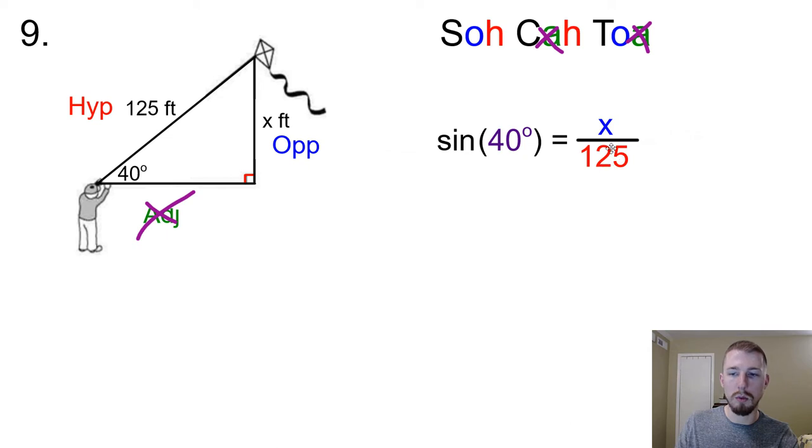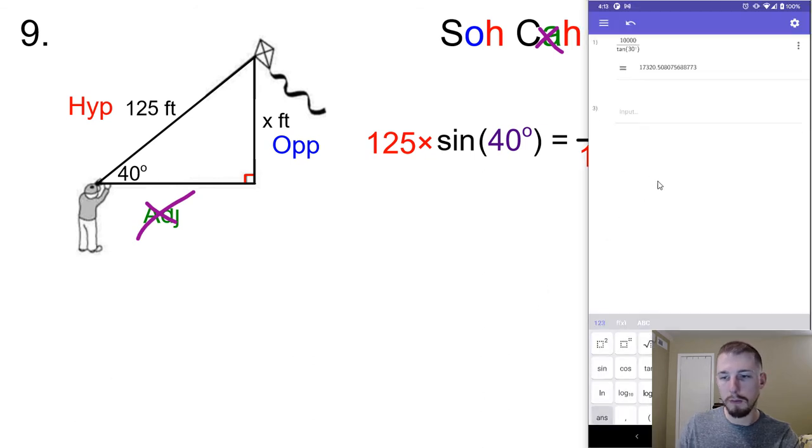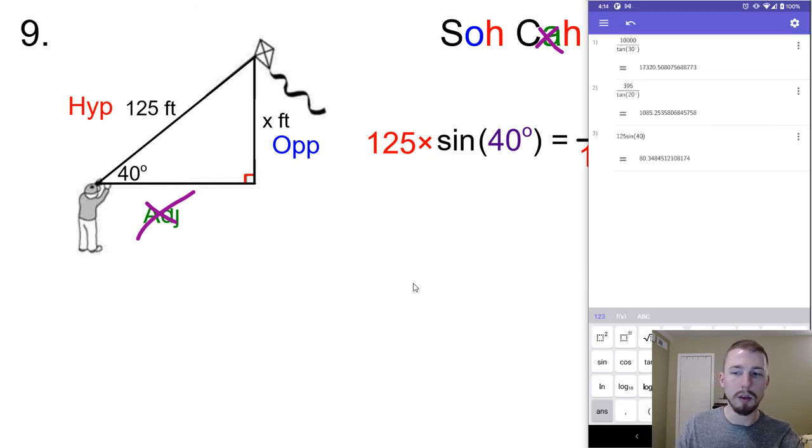X is on the top, so we want to get rid of division of 125, so we multiply both sides by 125, and we'll put that in the calculator. So 125 sine of 40, which will give us 80.35 if we round.